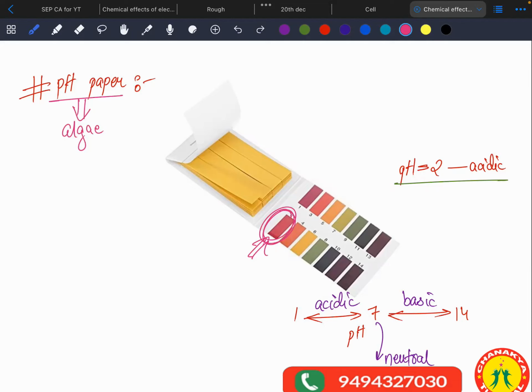Like us, what kind of organism are we? Multicellular. Very good. So likewise, there are single cellular organisms also. Algae is a kind of fungus. I think pH paper is made up of blue green algae, so you can take it as algae only. The manufacturers have taken algae and made a paper out of it. The algae is an organism, so when it reacts with different kinds of liquid, its color changes. It is the property of algae.